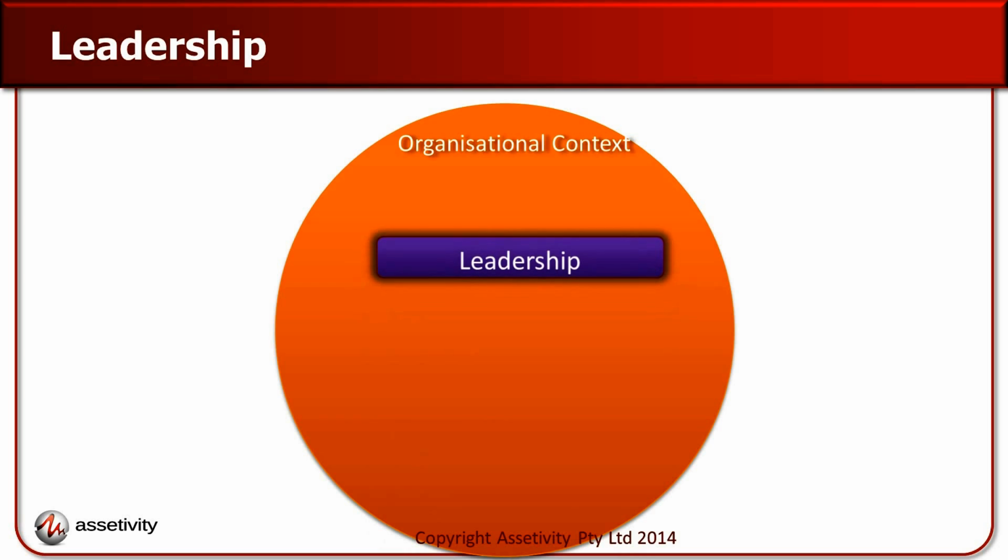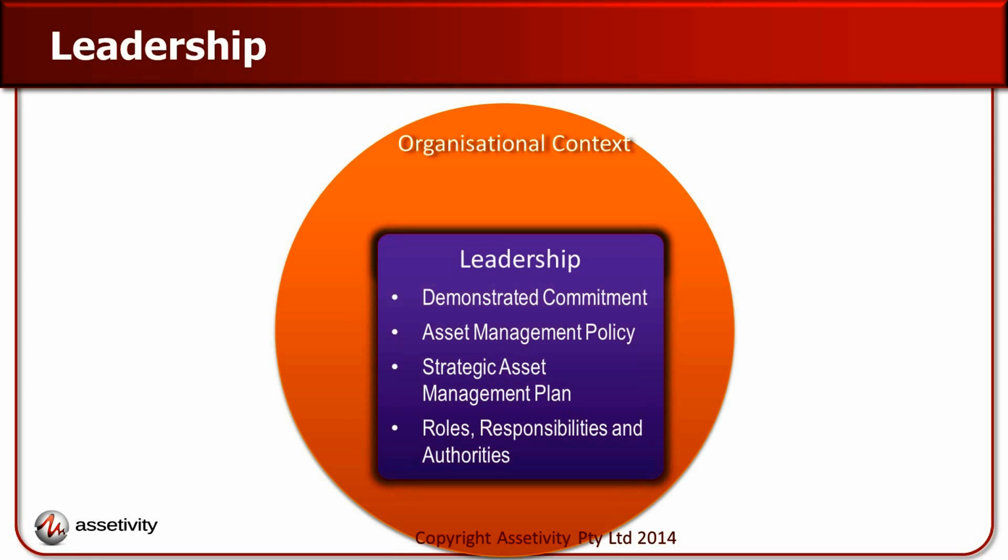The next key area is leadership, and leadership is absolutely essential. And so a number of elements need to be demonstrated here. One is that senior management needs to demonstrate their commitment to the asset management system and making that asset management system work. So, again, there needs to be evidence that they are engaged and involved and driving this system, and that the decisions that they are making are aligned with the documented system and so forth.